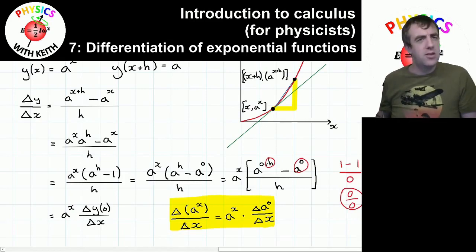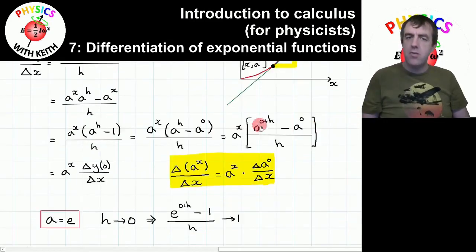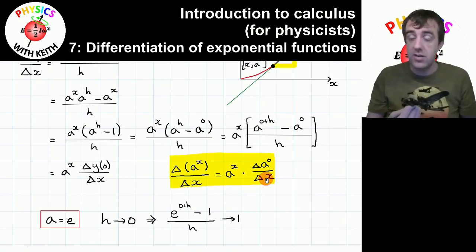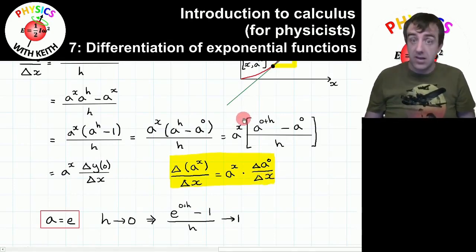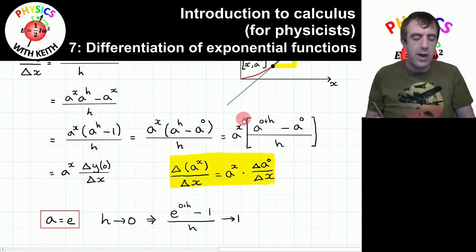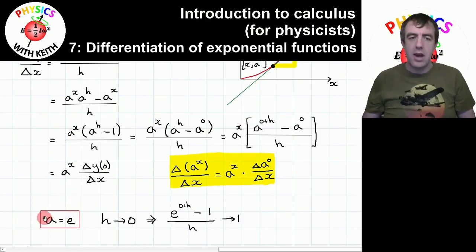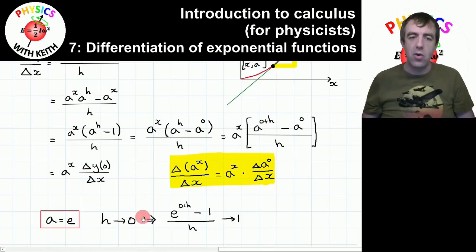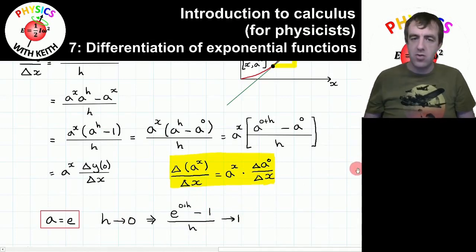So what's the answer? The question is, is there a value a can take that means this term in the square brackets is the number 1? Because that's the interesting exponential, when the base is e. There's a reason for that. So let's take that case, a equals e, that special number we mentioned before, and have h approach 0. And as h approaches 0, does this expression approach 1?